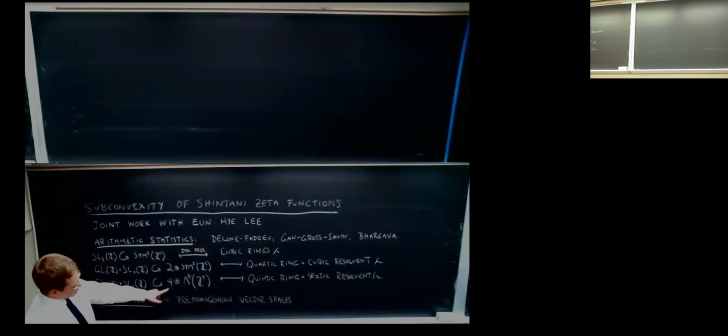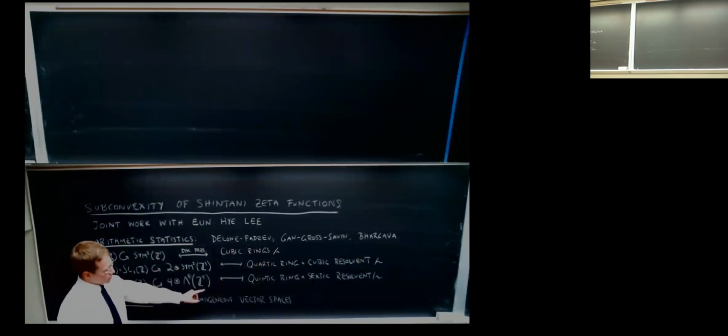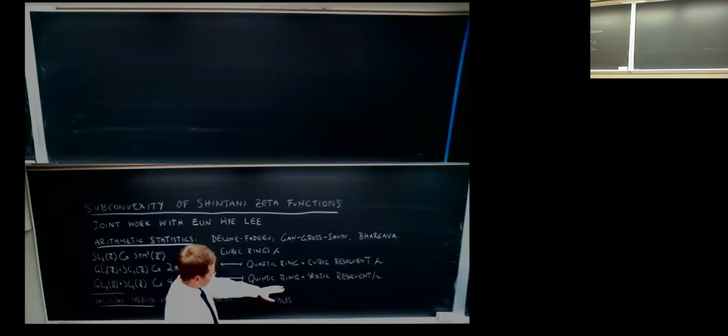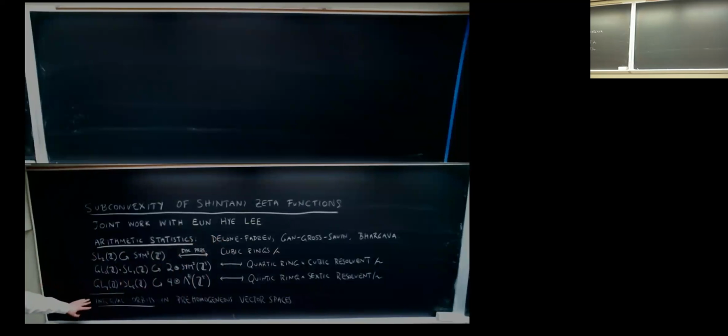If you take four alternating forms in 5 variables, there's a correspondence with quintic rings with a sextic resolvent. Those are all part of Bhargava's work. These are examples of problems where integral orbits in something called a pre-homogeneous vector space are parameterizing arithmetic objects that we care about.